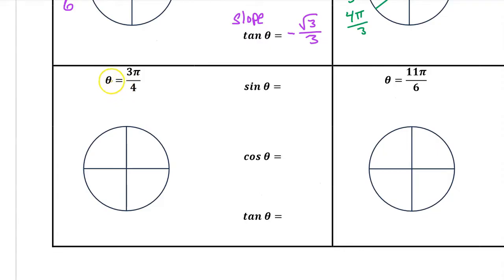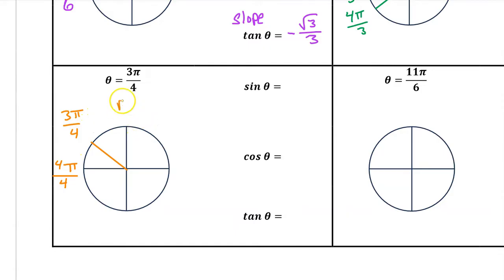For this problem, theta is equal to 3 pi over 4. Let's start by asking ourselves what quadrant this is in. The denominator is a 4, so let's think of pi as 4 pi over 4. 3 pi over 4 will be one multiple before 4 pi over 4. So 3 pi over 4 will be right here in the second quadrant.